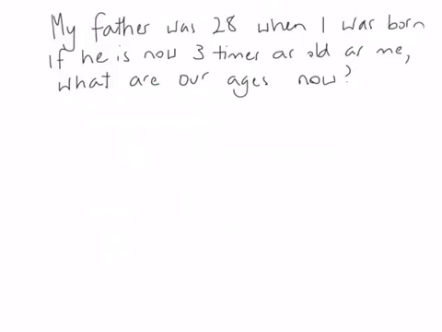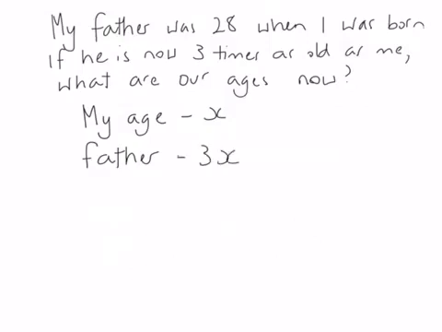These types of problems are a little bit trickier. The question is: my father was 28 when I was born. If he is now 3 times as old as me, what are our ages now? If you take my age and let it be some number, let's call it X, and the father is 3 times as old as me, then the father's age is 3 times X, or 3X.